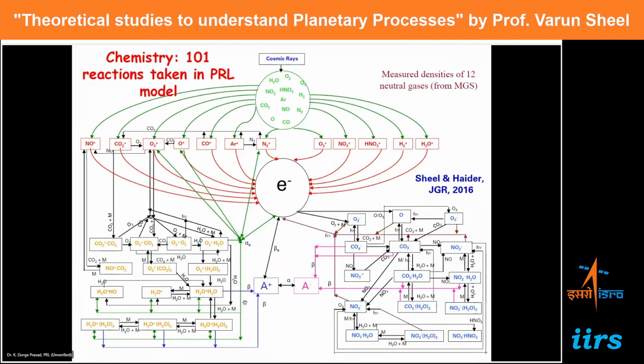This is another example, with 101 reactions taken in the PRL model. In the beginning we saw a very simple ozone chemistry, but here you can see a lot of species, and all these species are dependent. As I have told you, if there is photoionization, you have electrons, then other chemistries come in, and these are all interrelated. Wherever we have observations, these observations go into this to predict the atmospheric dynamics or atmospheric chemistry which is happening.